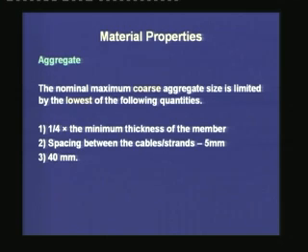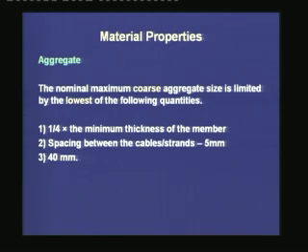Now, the code allows us to use aggregates within a nominal maximum size. The nominal maximum coarse aggregate size is limited by the lowest of the following quantities. First, it is a quarter of the minimum thickness of the member. Second, the spacing between the cables or strand minus 5 millimeters, and third, 40 millimeters.